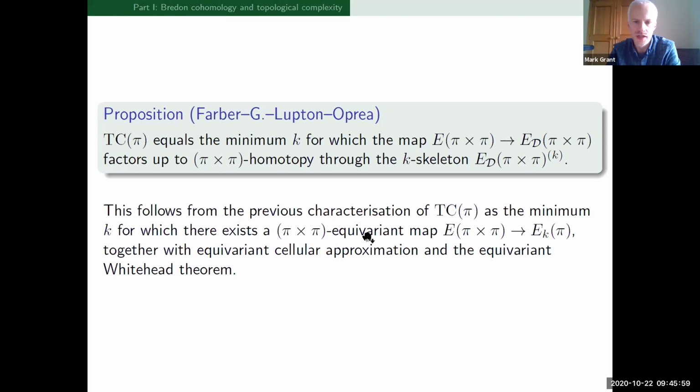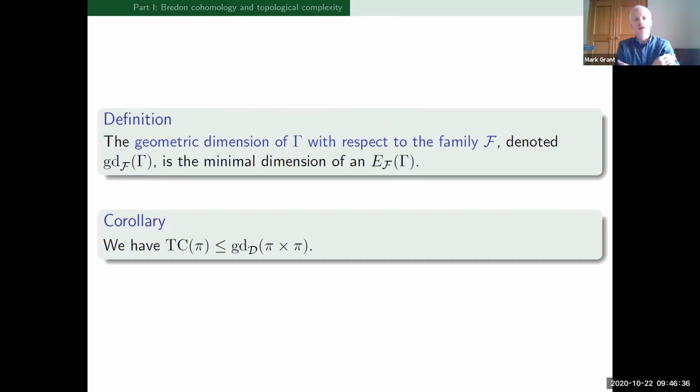Okay, so we previously characterized TC pi like this, but now, because this k plus one fold join is k dimensional, you can use equivariant cellular approximation to get a map to the k skeleton, and we also apply the equivariant Whitehead theorem. So we're replacing the k plus one fold join with the k skeleton, and we're replacing E pi with an arbitrary model for the classifying space.